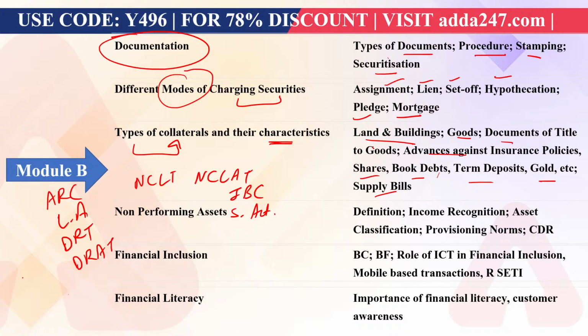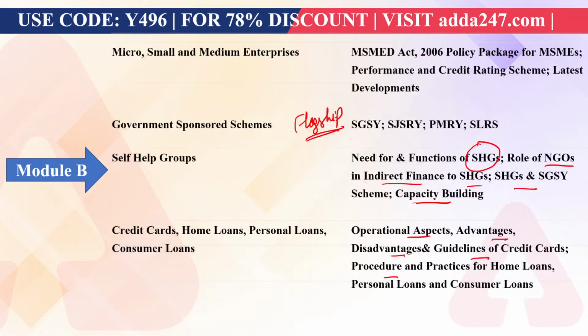Then the financial inclusion. What is financial inclusion and how it is helping the country to make each and every person have financial services or products? What are banking correspondents? What are banking facilitators? Role of ICT in financial inclusion, mobile-based transactions, everything we have to cover related to the financial inclusion. Okay. Now, financial literacy, making people aware about the financial products and services is known as financial literacy. So, what is the importance and customer awareness, how to create customer awareness, everything will be covered here. So, these are the topics under the module B.